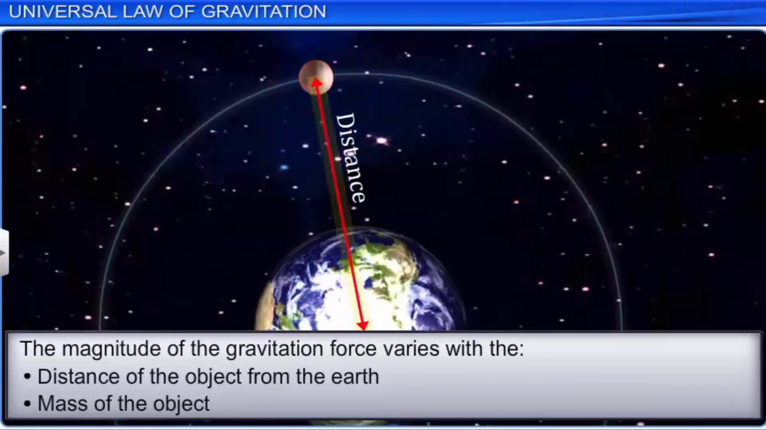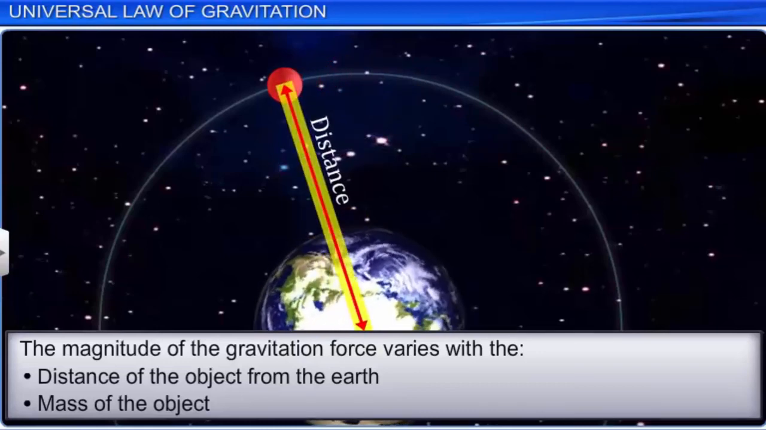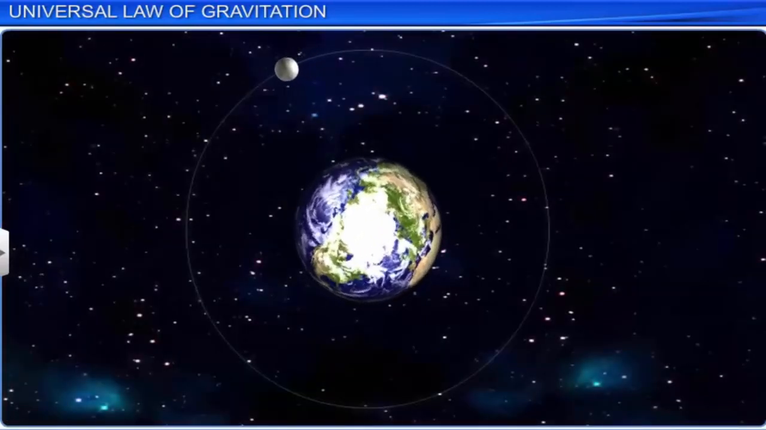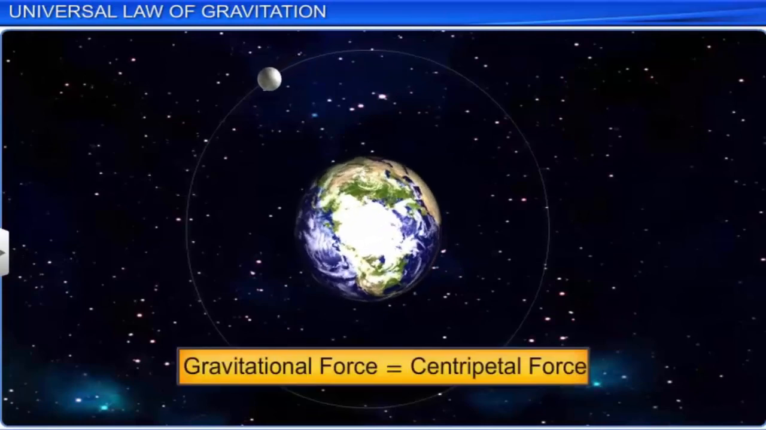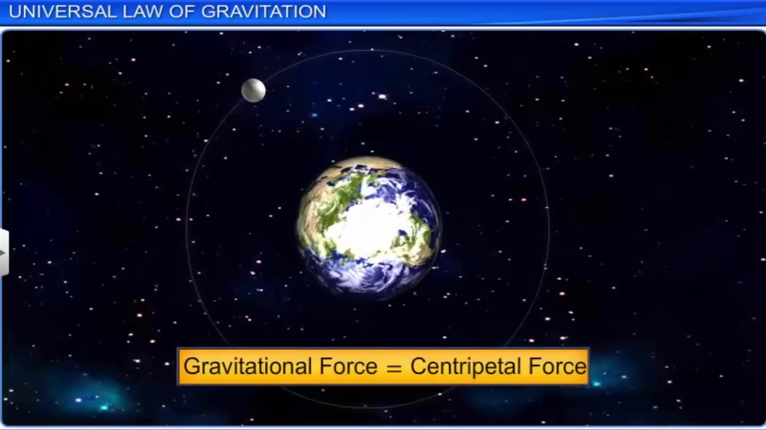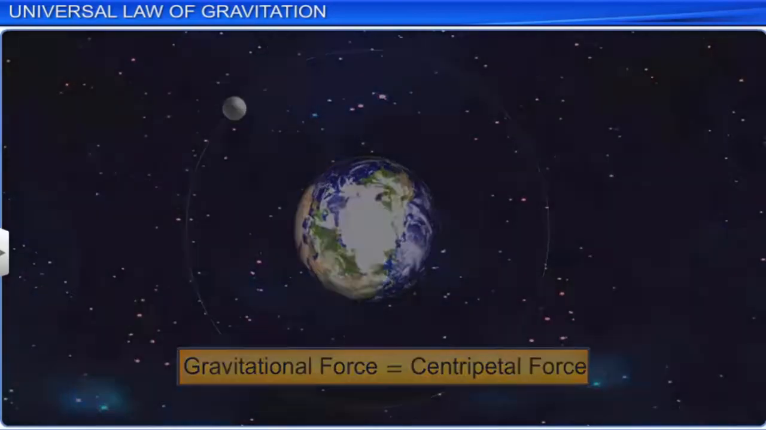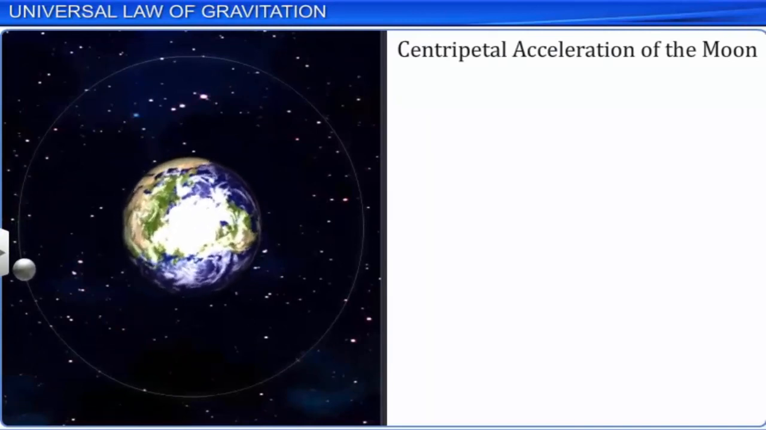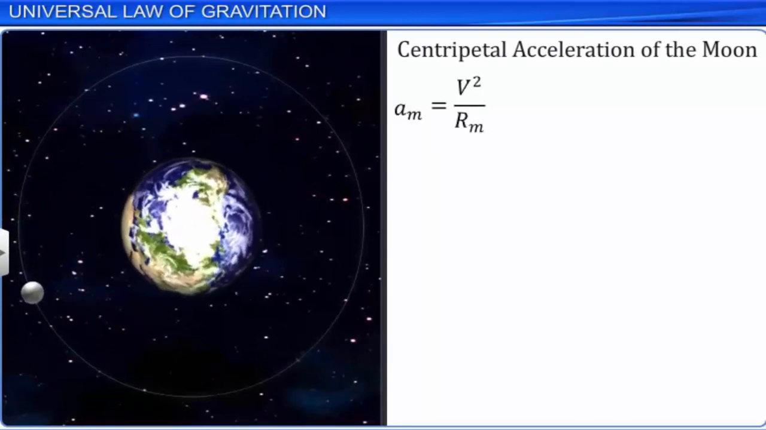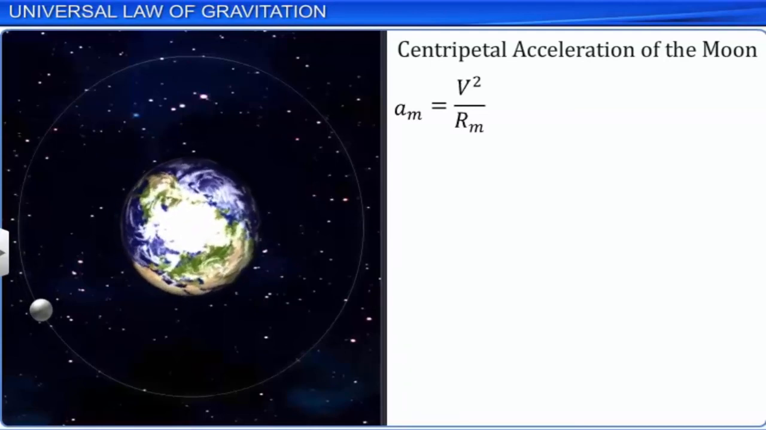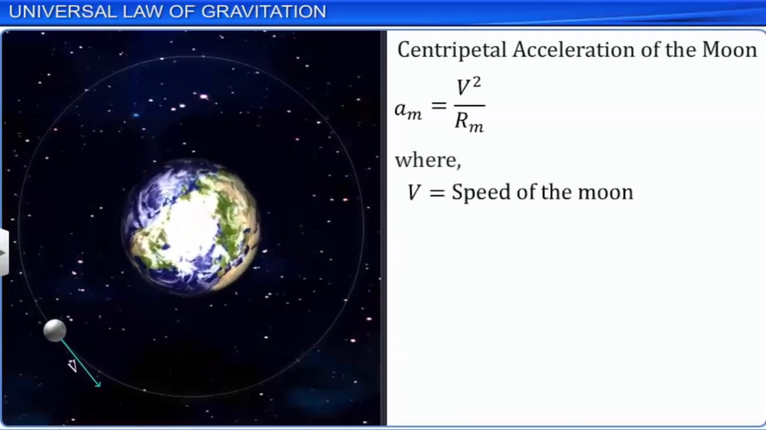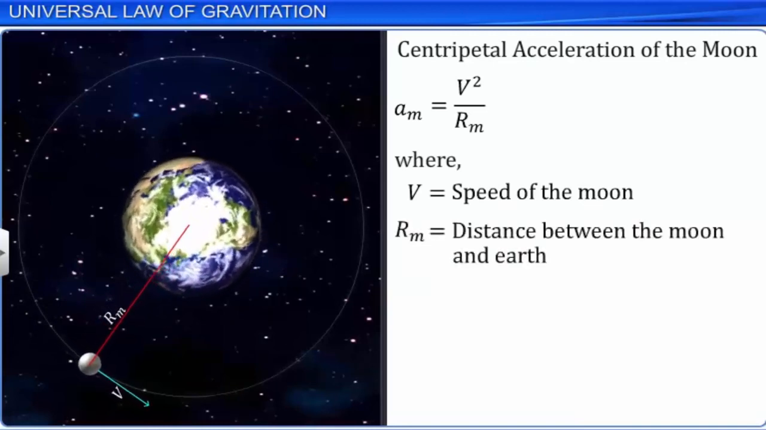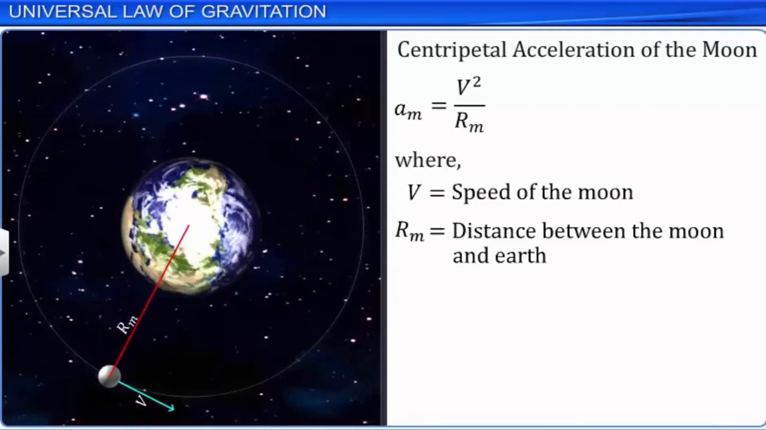According to Newton, the moon revolving around the Earth has a centripetal force, which is due to the Earth's gravitational force. The centripetal acceleration of the Moon is given by the expression a_m equal to v square by r_m, where v is the speed of the Moon in its orbit and r_m is the distance between the Moon and the Earth. The velocity of the Moon in its orbit is derived from the fact that the Moon's orbit is circular of radius r_m and its revolution period is T.